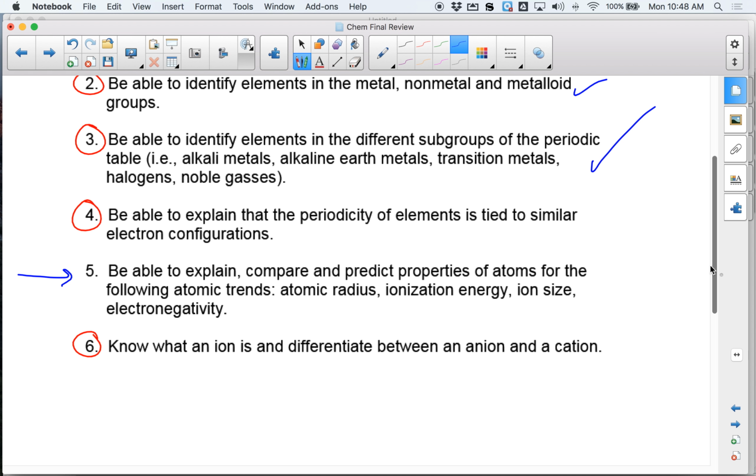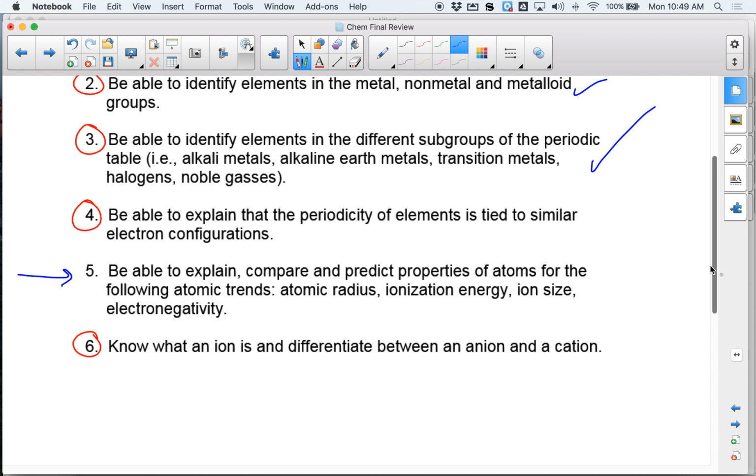All right, number 4, you should be able to explain that the periodicity of elements is tied to similar electron configurations. I mean, that's a little redundant from what we talked about up above, so that's fairly self-explanatory. Yeah, that's what redundant means. Okay, so the whole point is that the way the periodic table is set up is based on electron configurations.